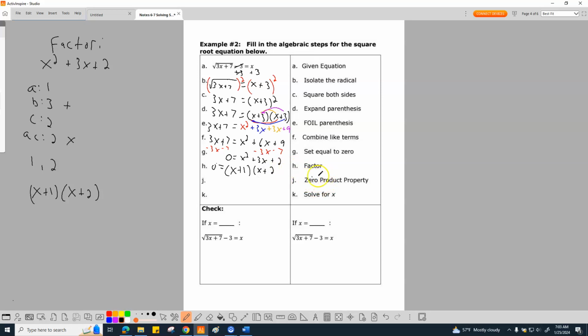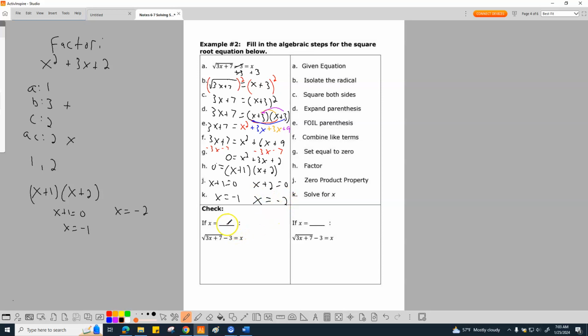Zero product property. Y'all, I'm not going to make you do this. Do not worry about this. This just means if an equation is equal to 0 and you have multiple sets of parentheses, then you can set each set of parentheses to 0 and solve, which we already know about. It's complicated, but not really. So what you do is you set each little thing equal to 0 and you solve. So x plus 1 equals 0, solve for it. X plus 2 equals 0, solve for it. And you end up with x equals -1 and x equals -2.